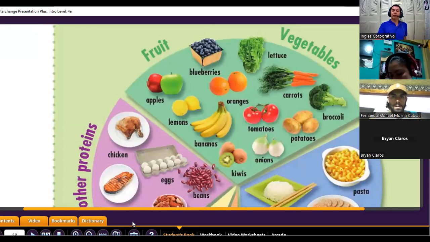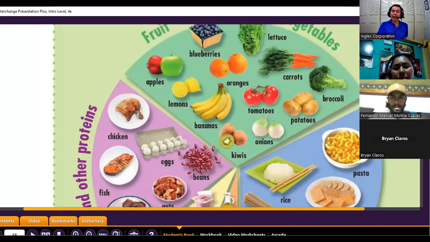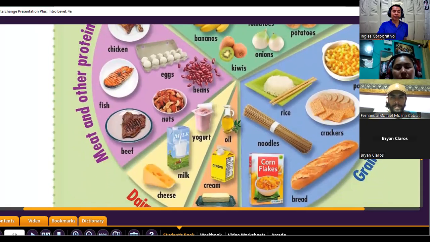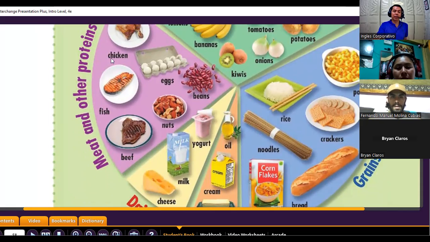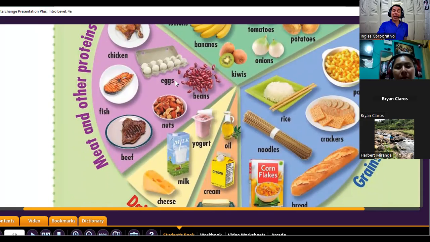Let's see some examples here of countable and uncountable, right? Blueberries, apples, oranges, lemons, bananas, kiwis, onions, tomatoes, potatoes, and carrots. Those are countable. So you can say a carrot, an orange, a tomato, right? Or you can say tomatoes, oranges, the carrots, etc. But with lettuce, the sugar, right? Lettuce. No, you cannot say lettuces. Or broccolis. No. Only broccoli. Broccoli and lettuce are not countable, right? Pasta, rice, bread, not countable. Beef, chicken and fish, right? Not countable. Spinach, right? Is not countable.